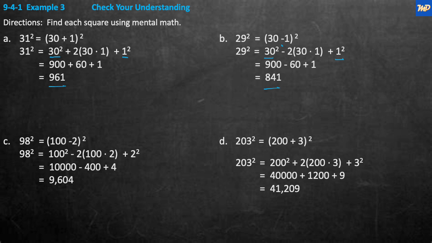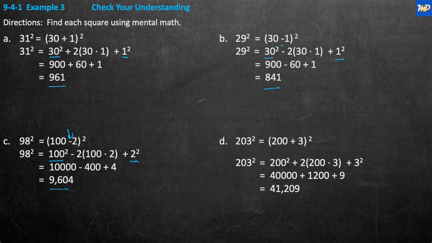And then over here, C, 98 squared is 100 minus 2 squared. So the first term squared is 100 squared. The last term squared is 2 squared. And the term in the middle is negative 2 times the first times the last. Okay? 2 times 100 times 2 is 400. Negative 400 plus 4. 2 squared, 4, is 9604. 100 squared is 10,000. Forgot to say that. 10,000 minus 400 is 9,600. Plus 4 is 9,604.